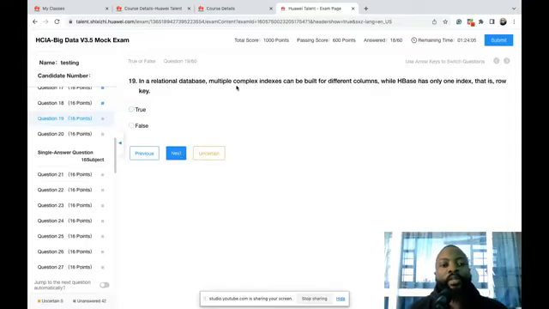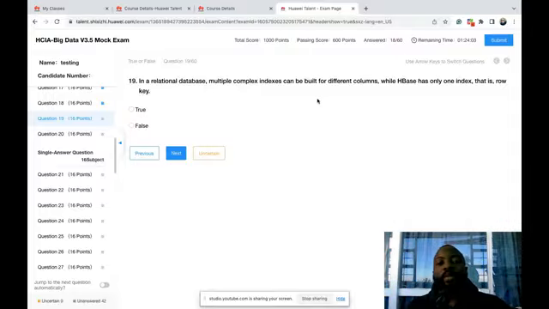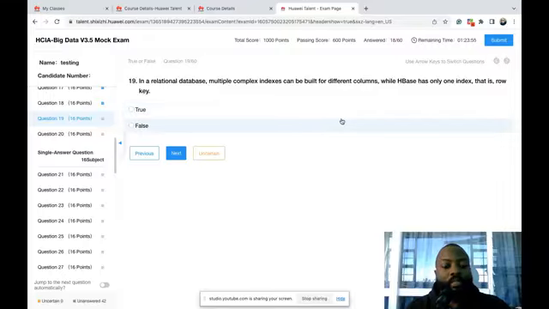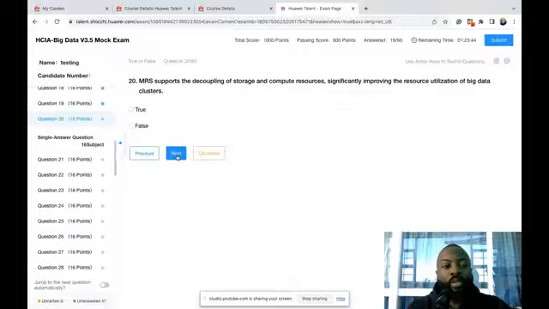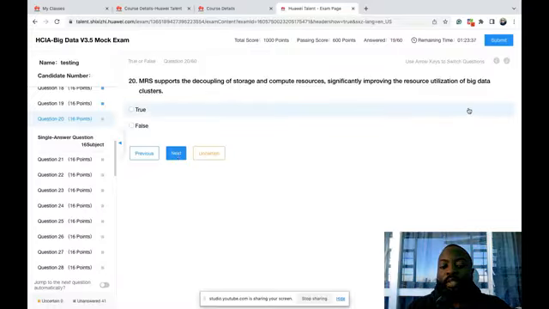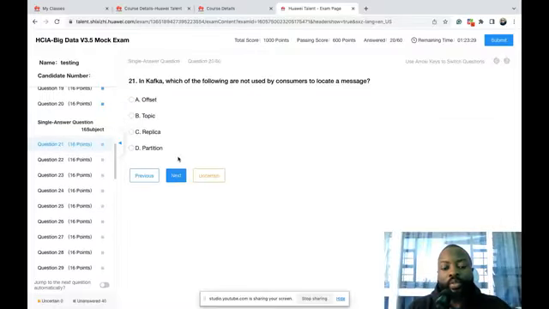In a relational database, multiple complex indexes can be built for different columns, while HBase has only one index. That is a bit tricky. Yeah, it's true. MRS supports the decoupling of storing and compute resources. Big data clusters. Yeah, it's true.